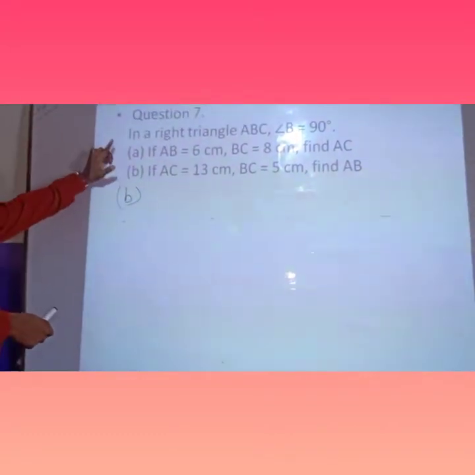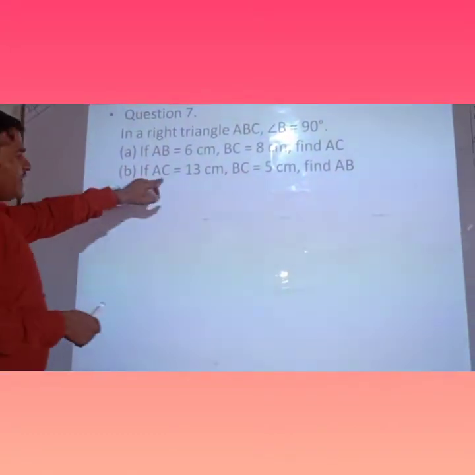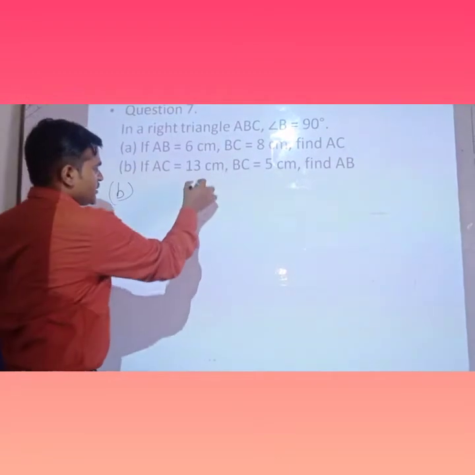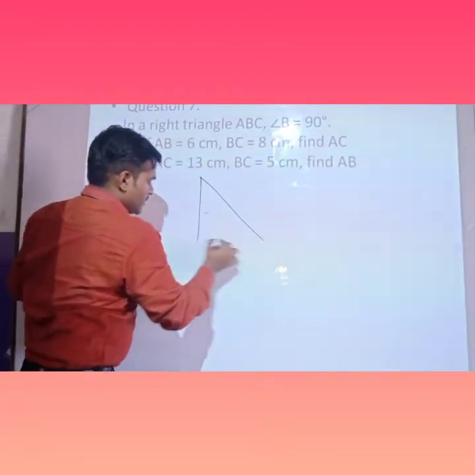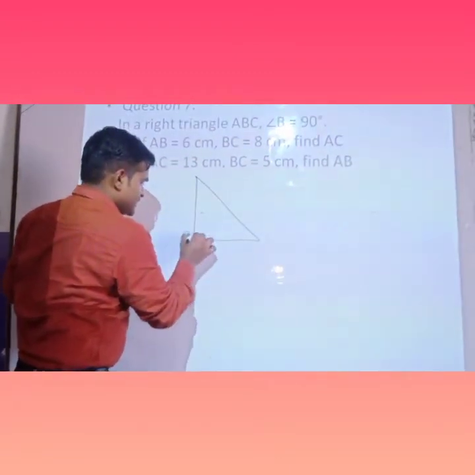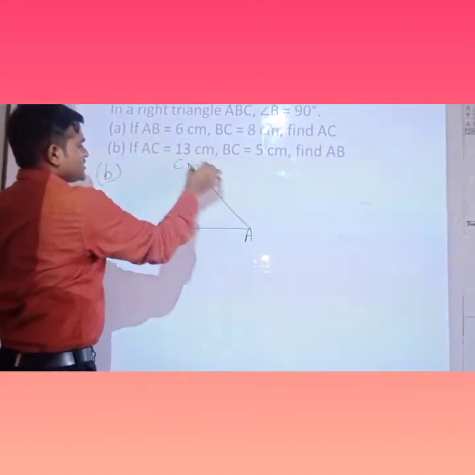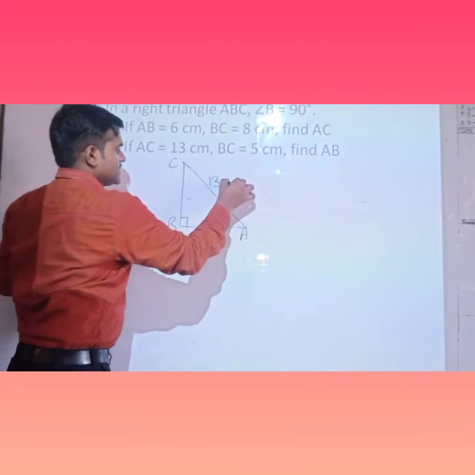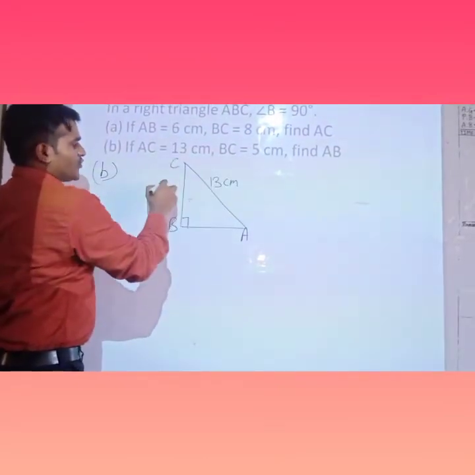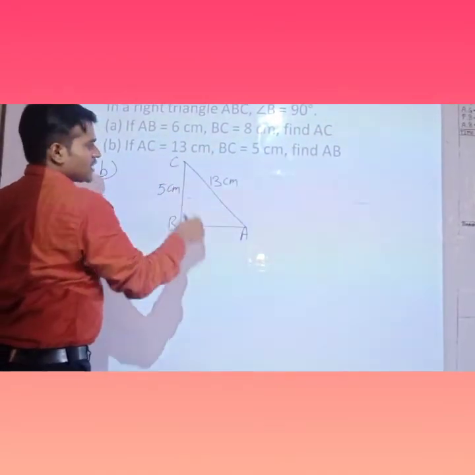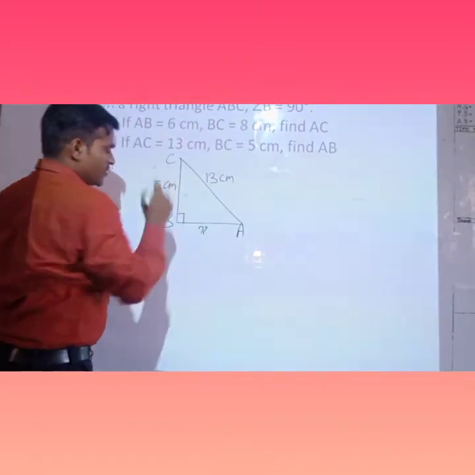Second part of question number 7. If AC is equal to 13 centimeter, first we will draw the triangle where angle B is equal to 90 degrees. So this is B, this is A, and this is C. AC is equal to 13 centimeter. BC is equal to 5 centimeter. We have to find AB.